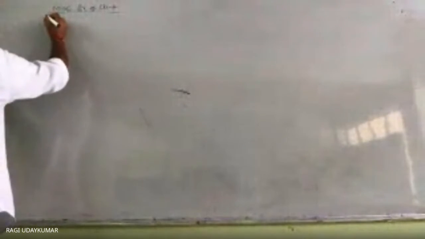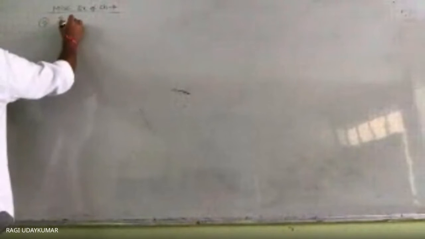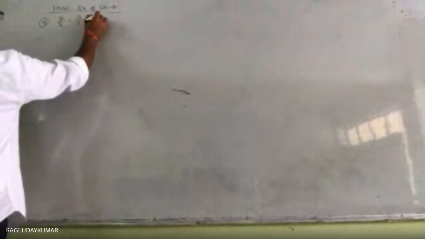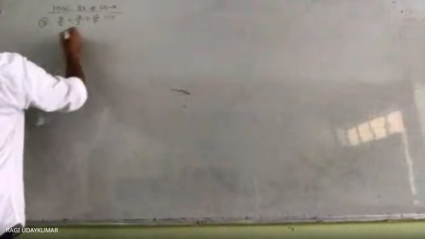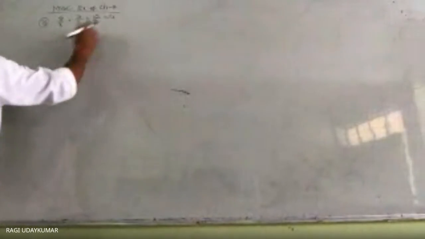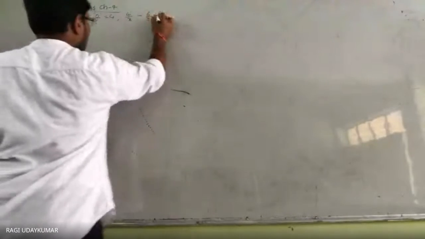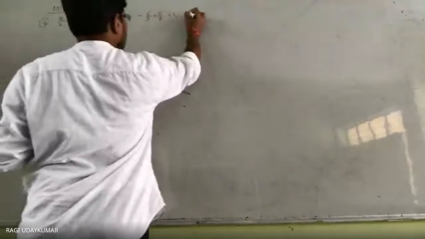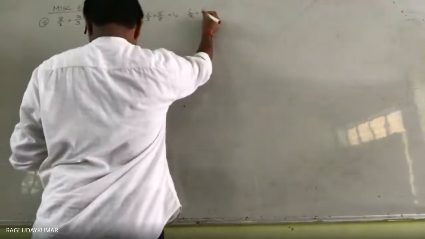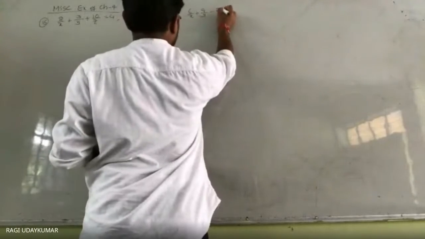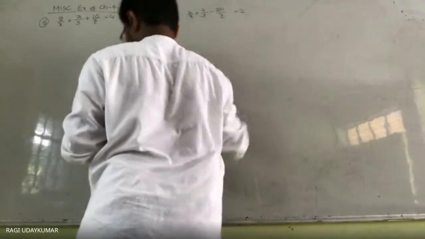Next, the 16th question. The question given to you is something different: 2 by x plus 3 by y plus 10 by z is equal to 4. 4 by x minus 6 by y plus 5 by z is equal to 1. 6 by x plus 9 by y minus 20 by z is equal to 2. Solve this system of equations.